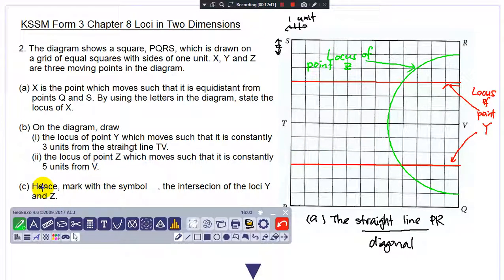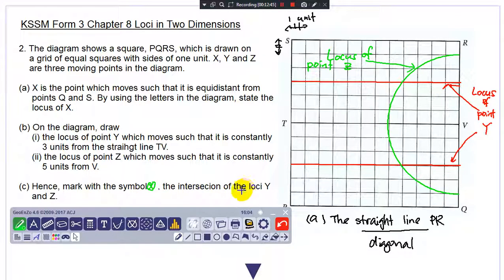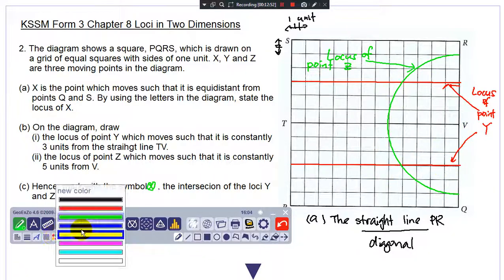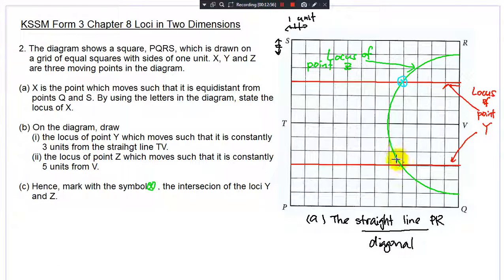Last part. Mark with the symbol. Use this symbol at the intersection of the loci of Y, the red color one, and Z, the green color one. So the intersection points are over here and here.